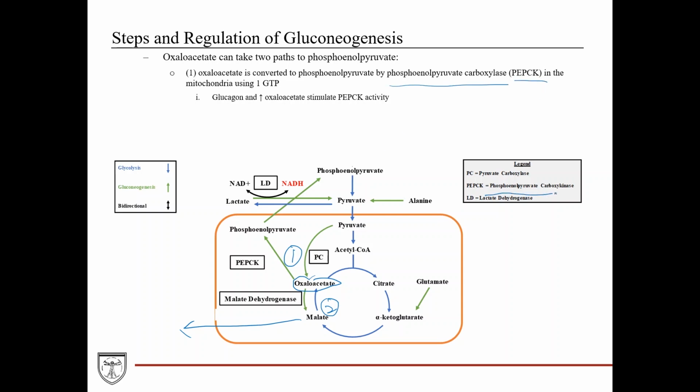We also indicate that in here. And so this is the mitochondrial form of PEPCK. There's also a cytosolic form, which we'll talk about on the next slide. It uses up one equivalent of GTP, as we say here.